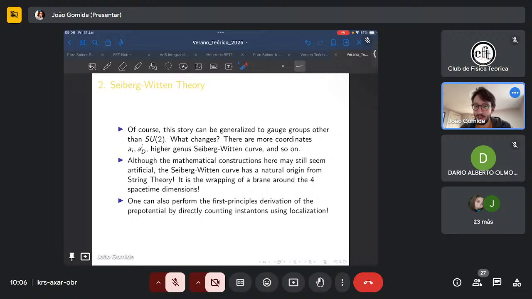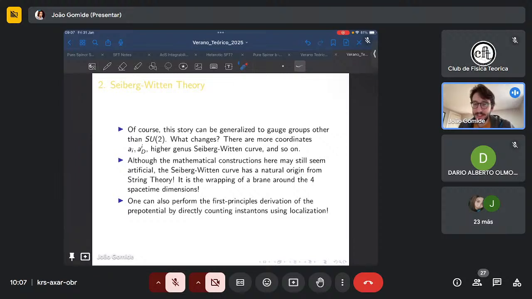They are not auxiliary spaces. They are extra dimensions. And at the end of the day, after you compactify the theory, you will get some curve wrapping around the four-dimensional spacetime, which is the thing we live in. And this wrapping of the brane is precisely the Seiberg-Witten curve that I discussed before. So if you're willing to believe string theory, or if you think that string theory is cool, then string theory gives you a nice physical origin for all these mathematical, artificial, or esoteric things that I discussed today.